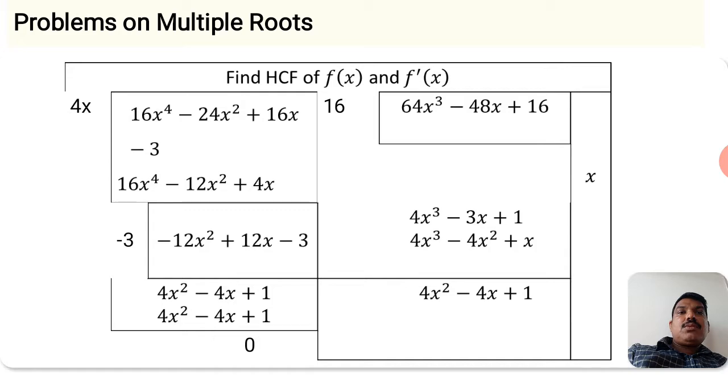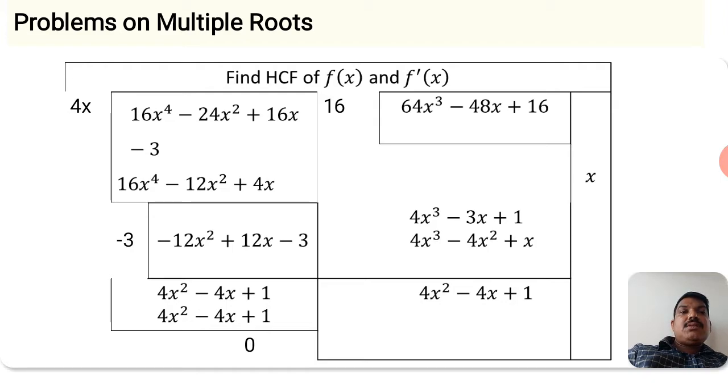Problem: solve multiple roots. The next step is to find the HCF of f(x) and its derivative f'(x). We already know that f(x) is 16x to the power of 4 minus 24x square plus 16x minus 3. f'(x) is 64x cube minus 48x plus 16. Now we have to simplify.